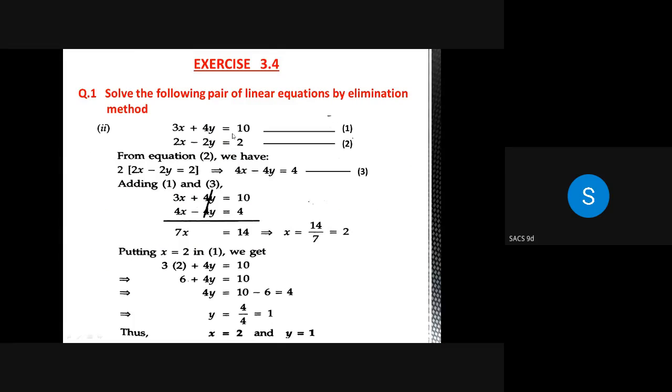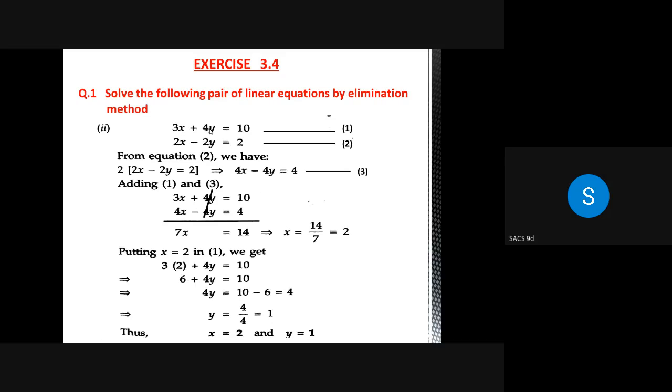So let's see the first example, that is of exercise 3.4, question number 1. Second part I have taken up. So first equation is 3x plus 4y equal to 10, and second equation is 2x minus 2y equal to 2. Now here if you see the second equation, the y term here is minus 2y, and in first equation it is plus 4y. So here if I need to eliminate the y term, I can multiply second equation entirely with 2.